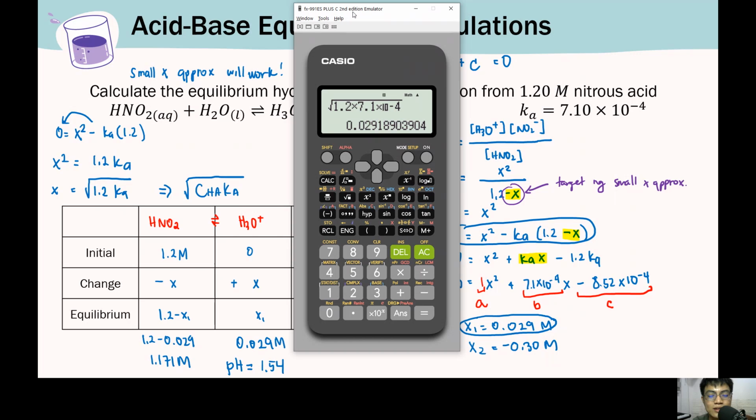So that's how a small x approximation works. If you see that the concentration divided by Ka is greater than 1000, then you don't really need to go through this process. All you need to do is type the square root of the concentration of your acid times the Ka, or the square root of CHA times Ka, so that you can get the equilibrium value of x. It's that simple.